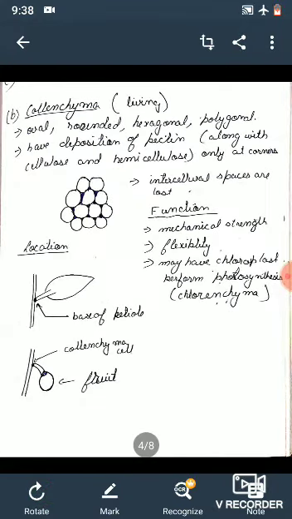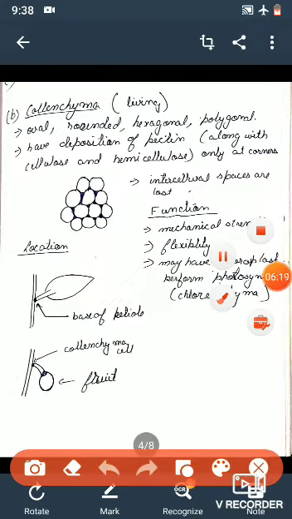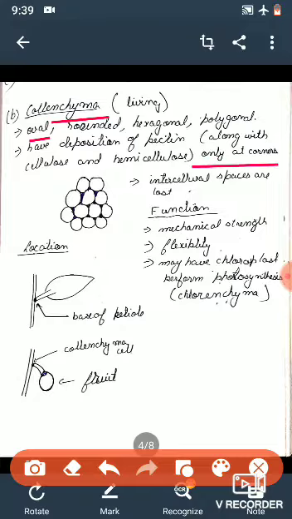Next is the collenchyma. The next permanent tissue, simple permanent tissue, is the collenchyma. Again, the shapes are variable. They are oval, rounded, hexagonal or polygonal. They have deposition of pectin, but only at the corners, not all over the walls. Depositions of pectins are there only at the corners, as you can see in this diagram.